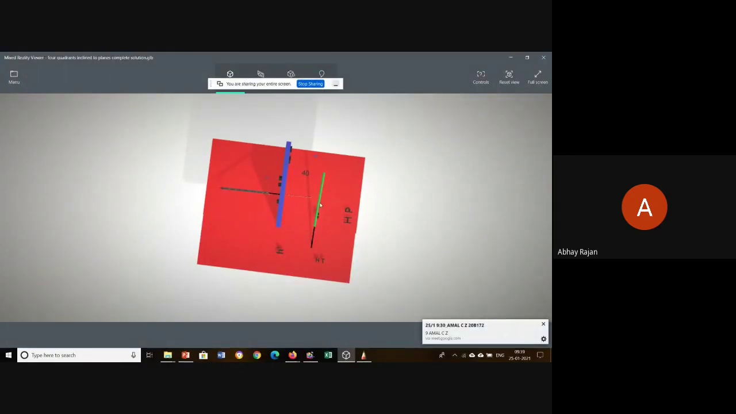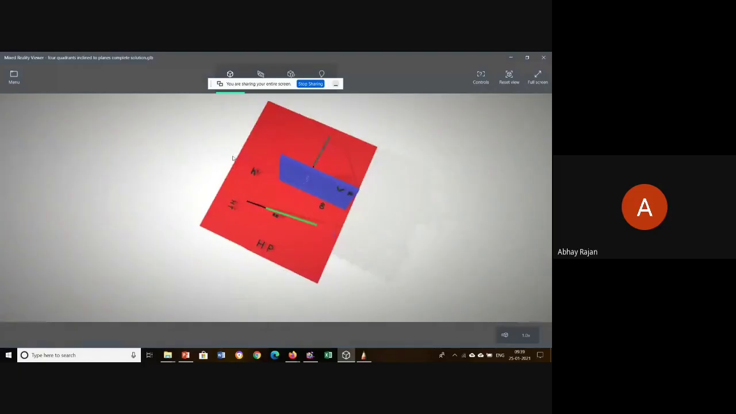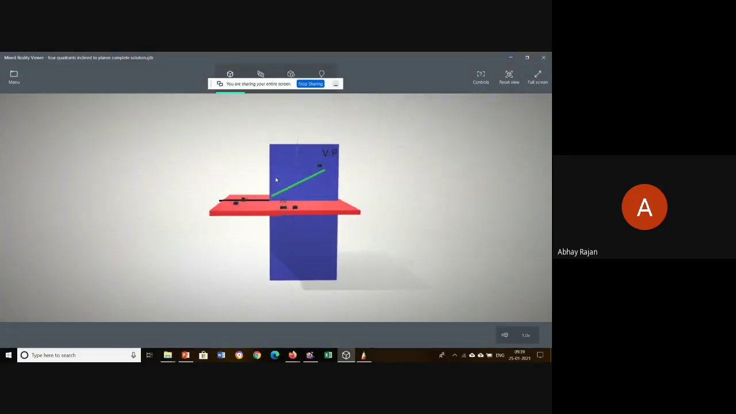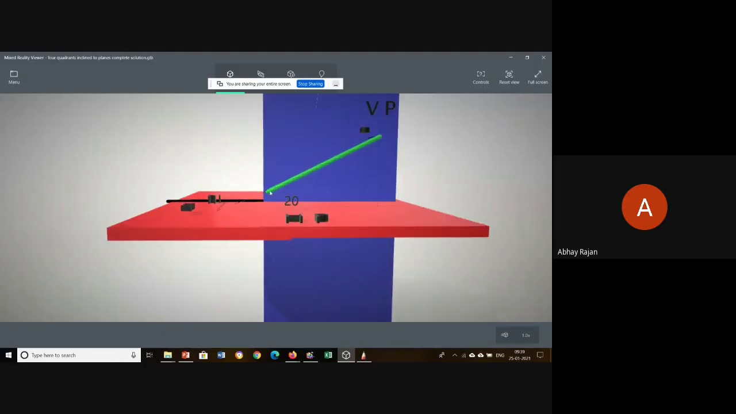See, now we will see the line. It is inclined by an angle of 30 degree, right? So you can see that there is some inclination here. So if this is point A, the point A is given at a distance of 20 mm from HP. As well as since there is an inclination, this won't be the same, right? This is an inclined line.